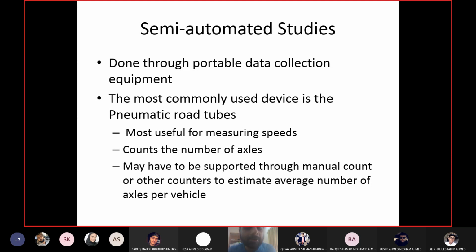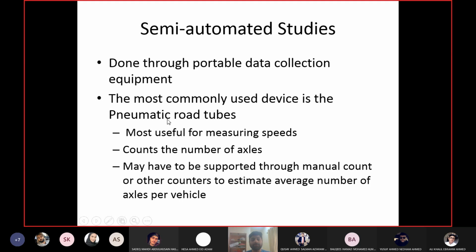The most commonly used portable equipment is a pneumatic road tube. I showed you last week as well, and I told you at that time there was one installed at the Rifa Avenue as well, and there was one installed in front of Ansar Gallery as well on the main highway. I'm not sure, but they are used very commonly in Bahrain. Okay, you will find them. I think if you travel enough, you will find one or two on any particular road of Bahrain.